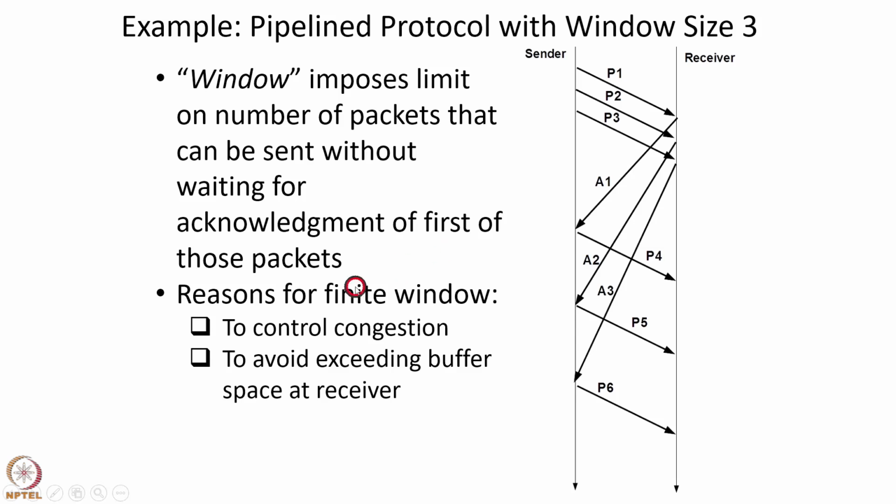Another reason for using a finite window is to avoid exceeding the buffer space at the receiver. So suppose the receiver has a buffer space of say 1000 packets. If the sender sends more than 1000 packets to the receiver, then the receiver's buffer will run out of space. So another reason for using a finite window is to avoid exceeding the buffer space at the receiver.